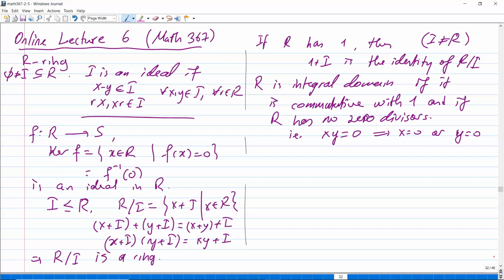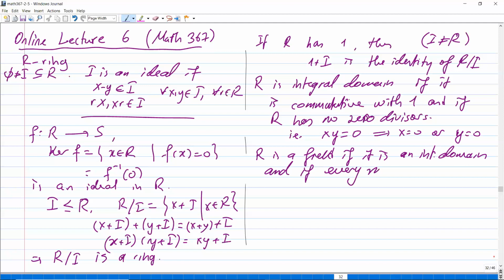The integers form an integral domain. Let me say one more thing: an integral domain R is a field if it is an integral domain and every non-zero element is a unit.